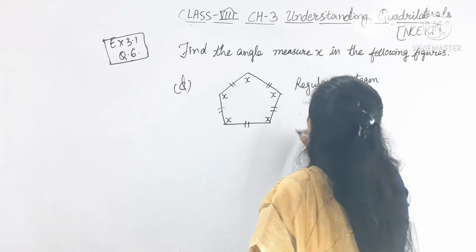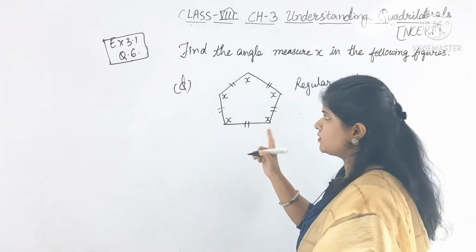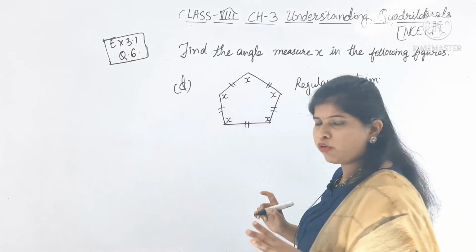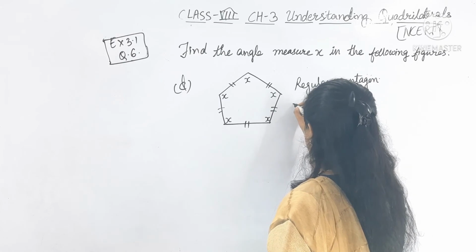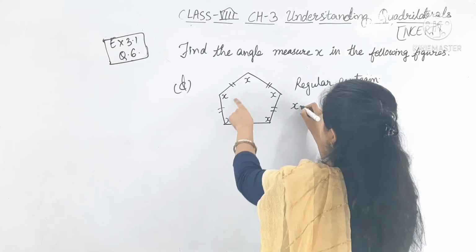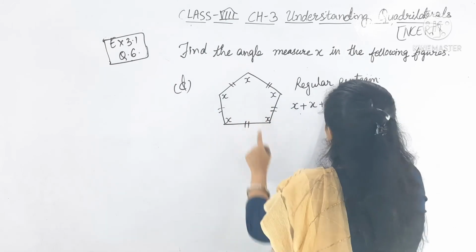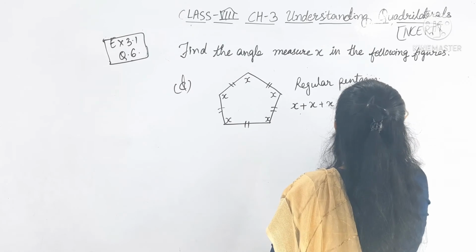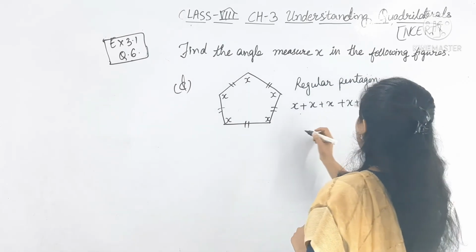Okay, so in question number C part, we had calculated the sum of the angles of a pentagon, that is 540 degrees. So here you can write like this: x plus x, how many x? 5x equal to 540 degrees. Sum of the angles of a pentagon is 540 degrees.